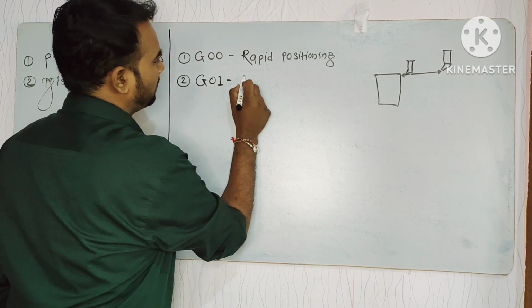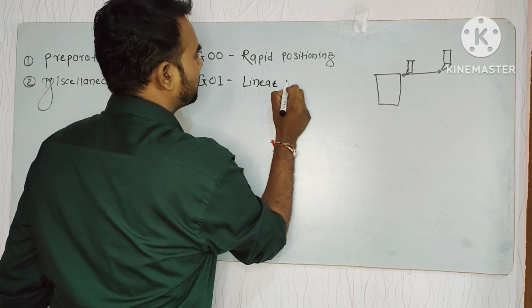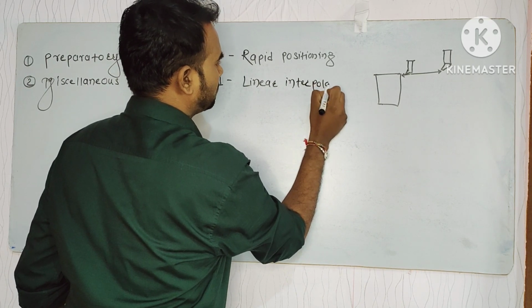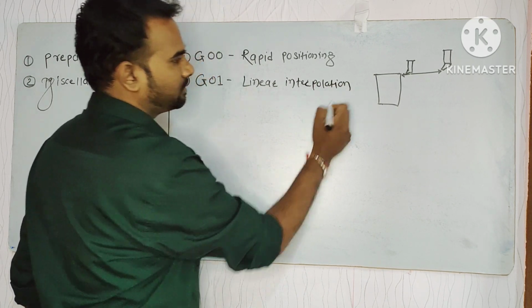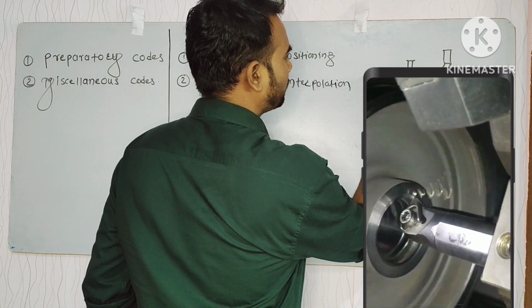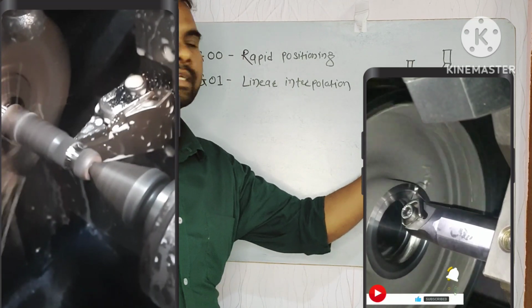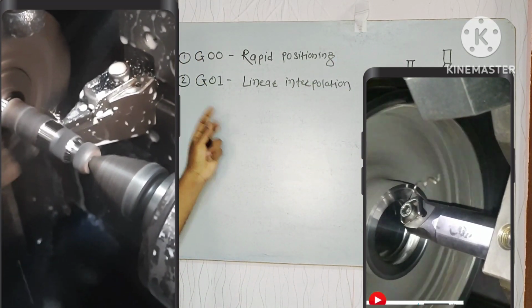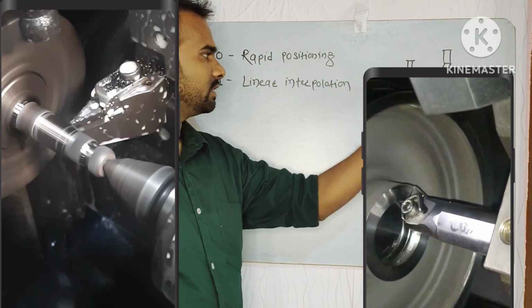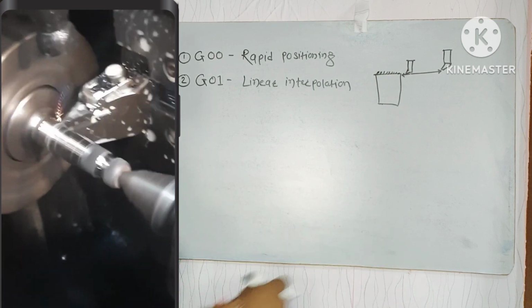Second one is G01. This is linear interpolation. This means if we have to cut the OD of this job while giving some amount of feed rate, at that time we can use G01, linear interpolation. It will cut linearly on the workpiece.